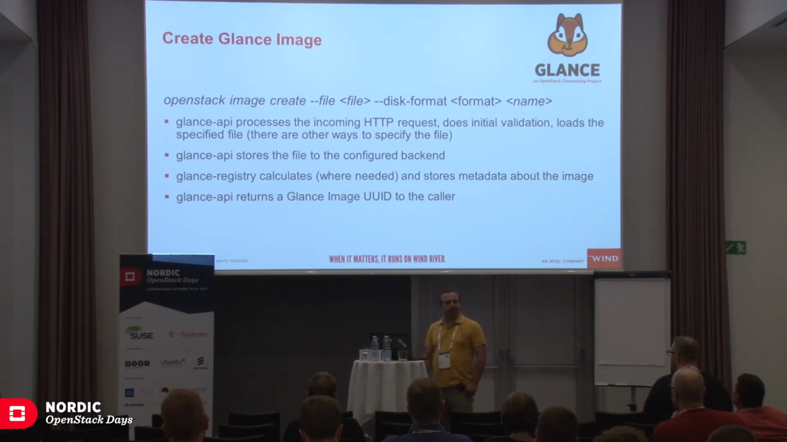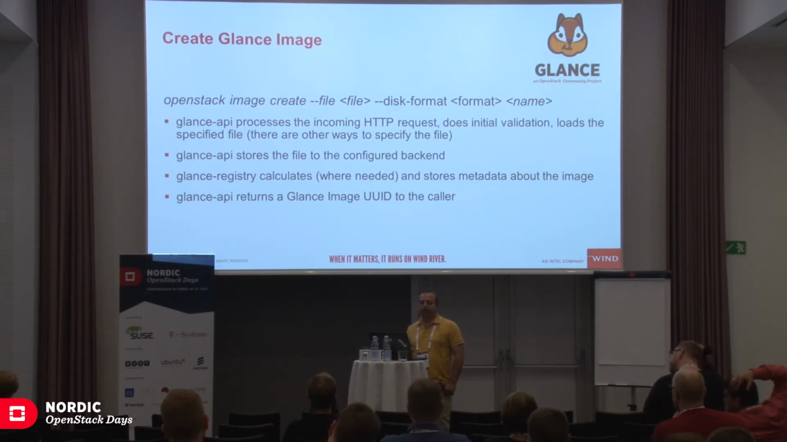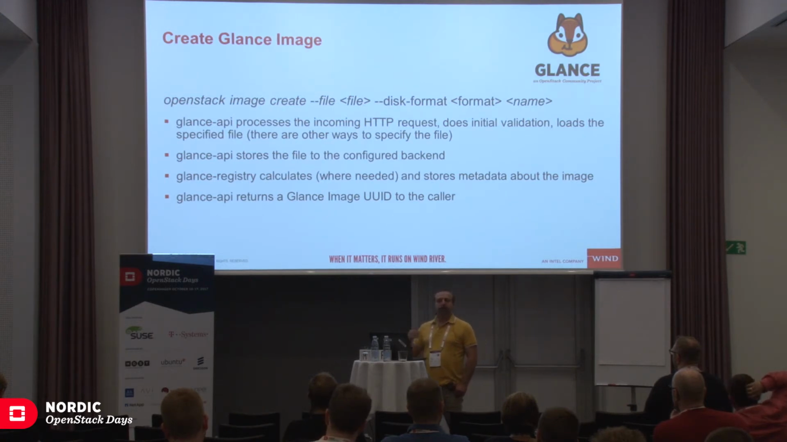You don't know which image is dependent on your UID. So when Glance API is loaded, you're going to store the file in the configured backend, depending on which backend you are using for your Glance. You're going to store the image file there, and Glance registry is going to calculate and store the metadata you need for that image. Finally, when it's done, you're going to return a new UID for that Glance image to the caller.